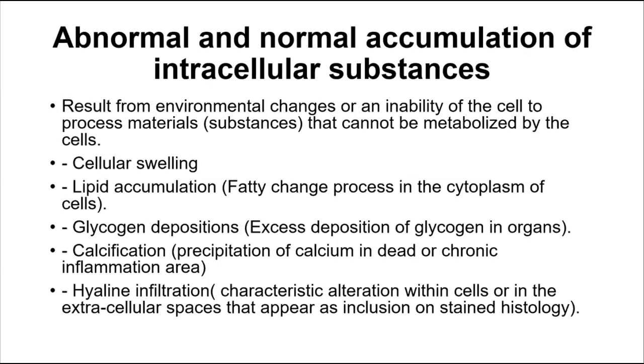So the cell enlarges. And then there's lipid accumulation, like fatty change in the cytoplasm of the cells, for example fatty liver change, or glycogen deposition, excess deposition of glycogen in organs, or calcification. When we say calcification, it is a precipitation of calcium in dead cells or within an area of inflammation. Or there is hyaline infiltration, a characteristic alteration within cells or in the extracellular spaces that occurs as an inclusion or stain in histology.